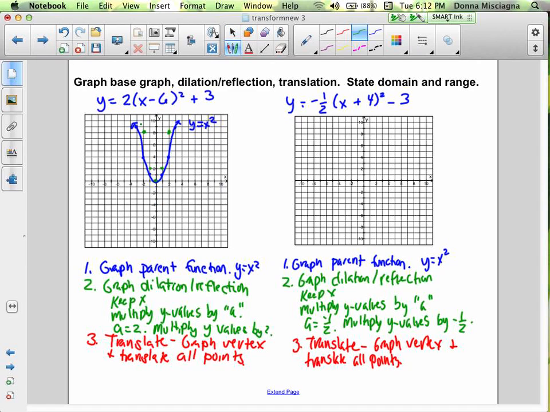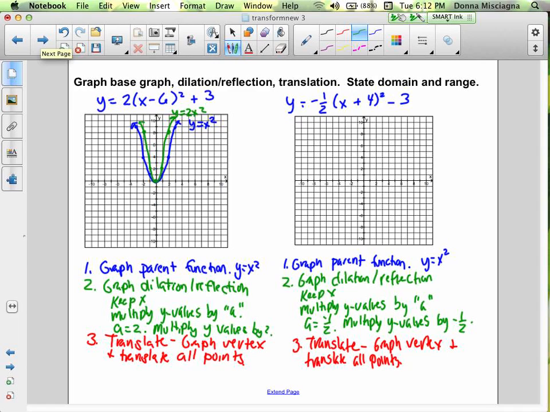So when we're graphing using transformations, we're going to have one graph for the parent graph, and then we're going to have one graph for the dilation reflection. And the green graph here is y equals 2x squared. We've just doubled all our y values. And notice our graph is skinnier now.